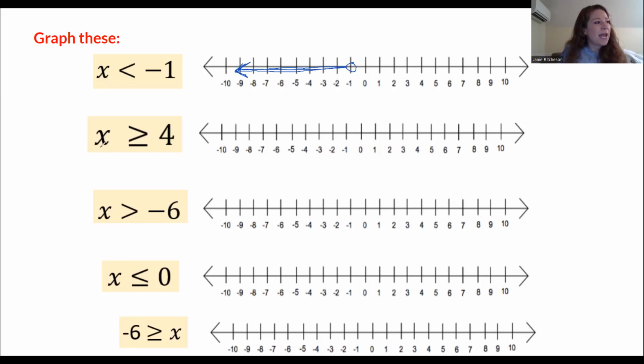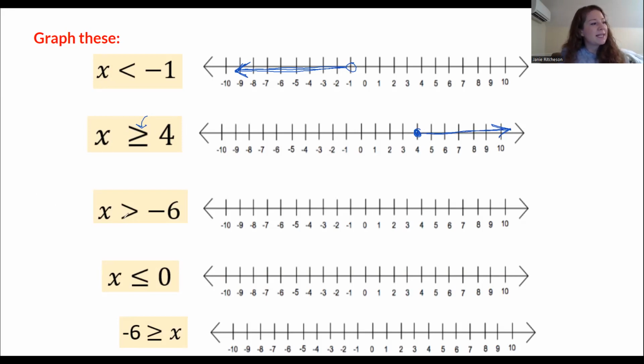The next one says x can be 4 or any number greater than 4. Okay, so x could be 4 or 5 or 6 or 6.5 or 7.25, so on and so forth. So we're going to go to 4. We're going to fill that circle in, and this looks like an arrow pointing to the right.